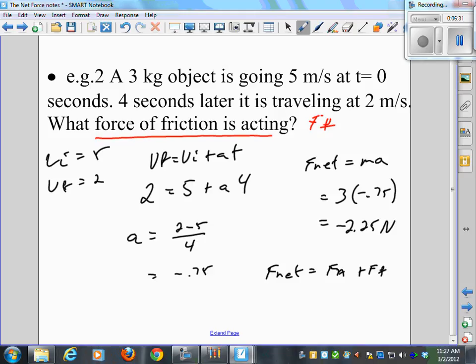I'm pretty sure you guys can finish this on your own. The applied force was, guess what? That's right, there was no applied force. Therefore, what I really need to say is the friction force is the net force, minus 2.25. It was easier than I realized. Awesome. There you go.